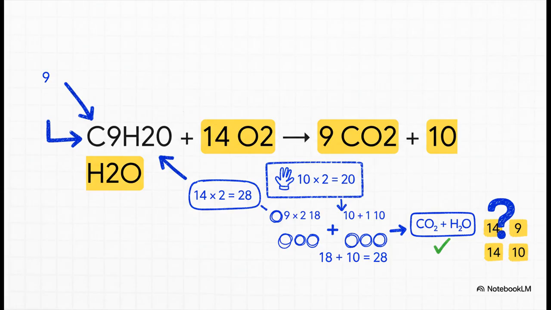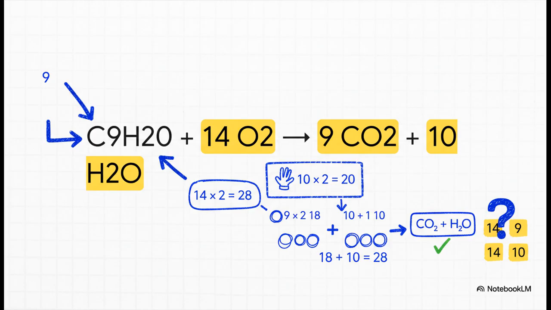So first things first, the carbons. We have 9 on the left, so we need 9 CO2 on the right. Simple. Next, hydrogens. We have 20 on the left, so we need 10 H2O on the right to make 20. Now for the slightly tricky bit, the oxygens. On the right, we've got 18 from the CO2 plus 10 from the H2O, which is 28 oxygens total. So on the left, we need 14 O2.